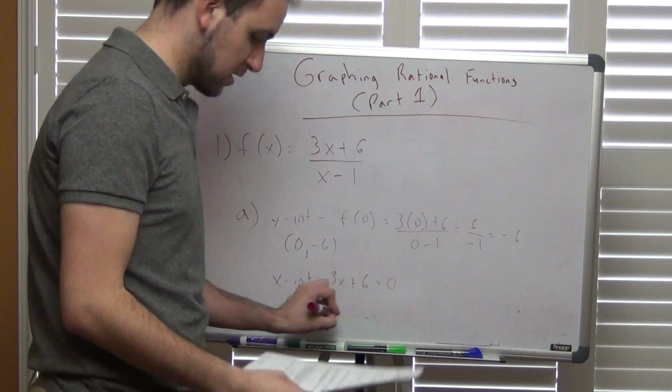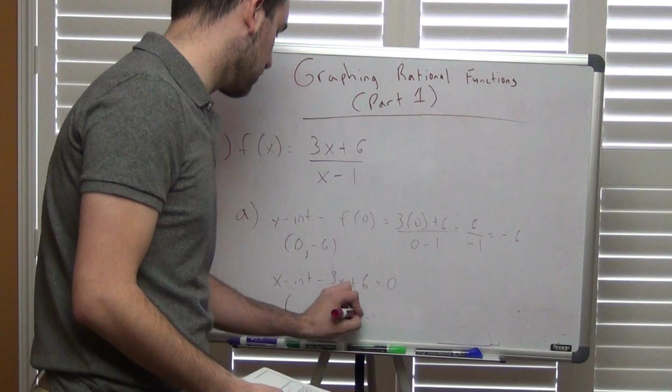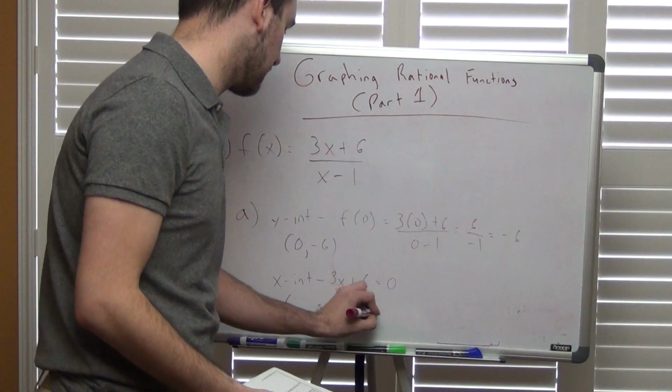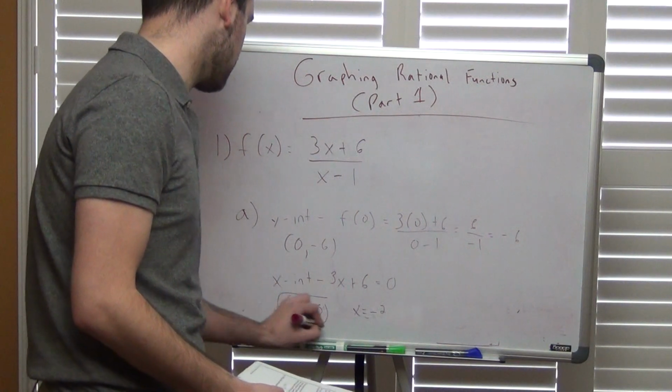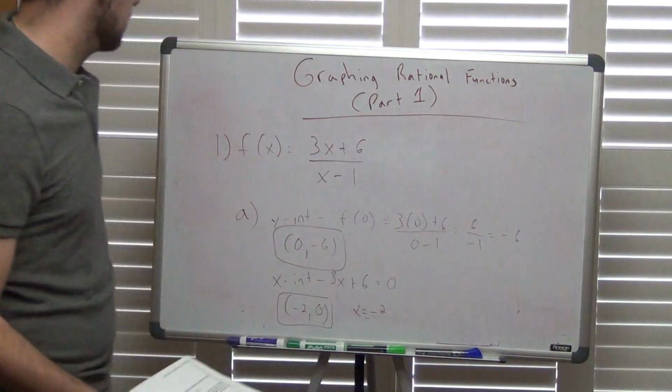When I solve here, I would get x equals negative 2. So when I just solve for x here, I'll get x equals negative 2. So my x-intercept is going to be (negative 2, 0). Again, my intercepts are points, not numbers. So that's the first thing.